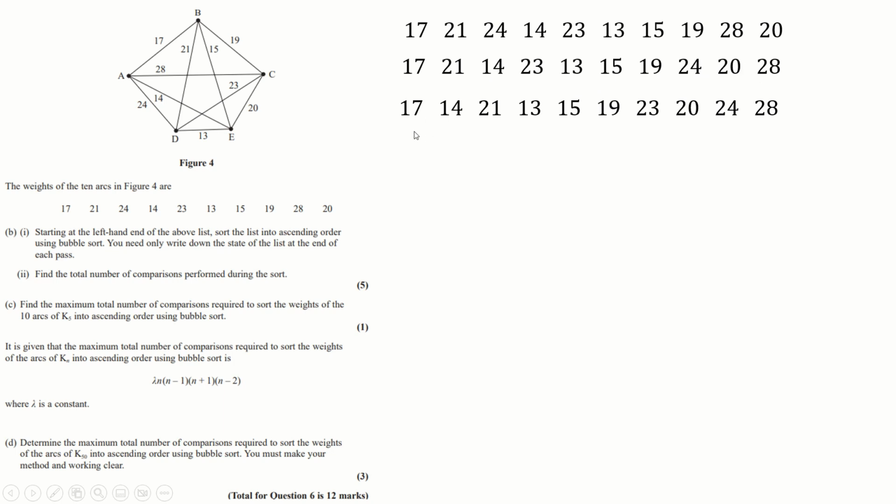Bubble those, they swap over. Bubble 17 and 21, nothing happens. Bubble those, they swap over. 21 goes to here when it bubbles with that, then to there, then nothing, then those two swap over. You can write this out as you go along, it's easiest.